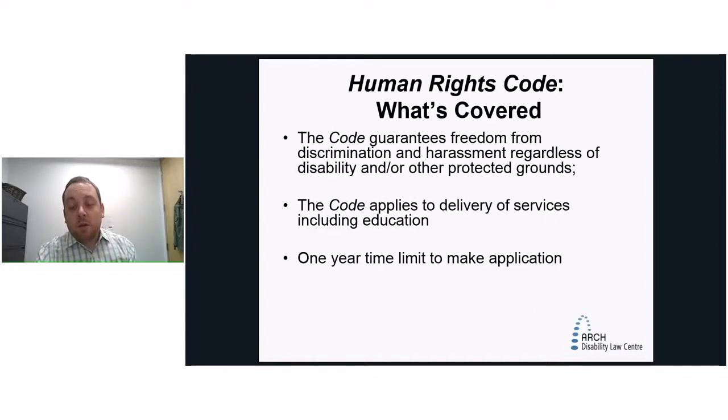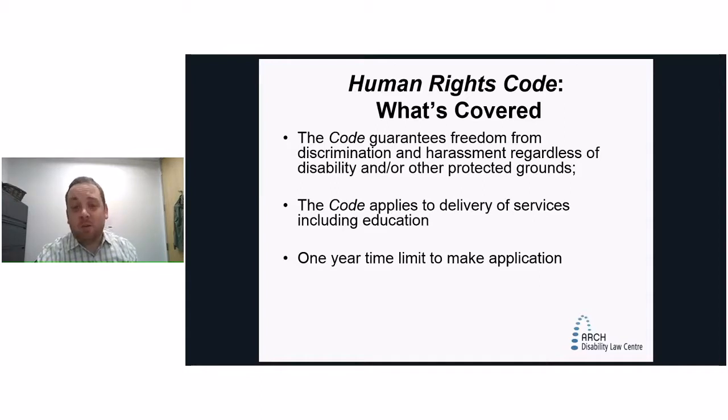So as I mentioned, or maybe I didn't mention explicitly, the Human Rights Code guarantees that students with disabilities are free from discrimination and harassment regardless of their disability. And it applies to educational services. The one thing to always remember about the Human Rights Code is you can't sit on your rights. Not that many parents do.